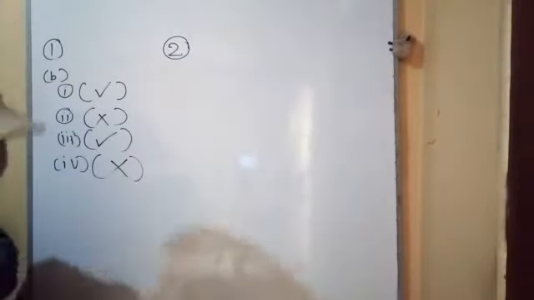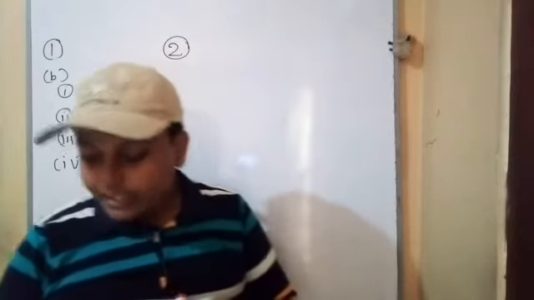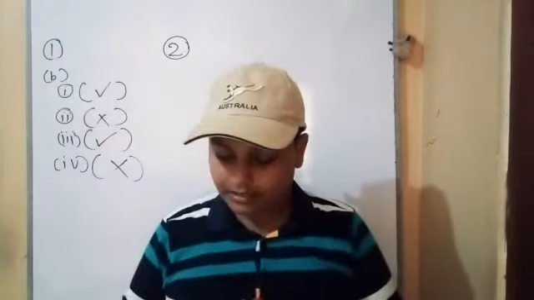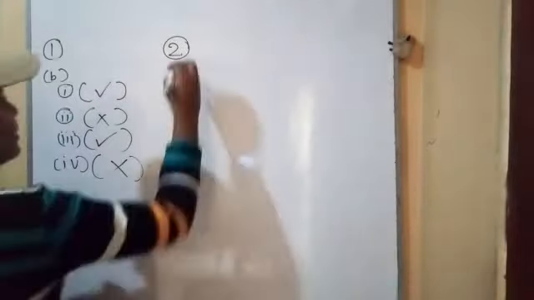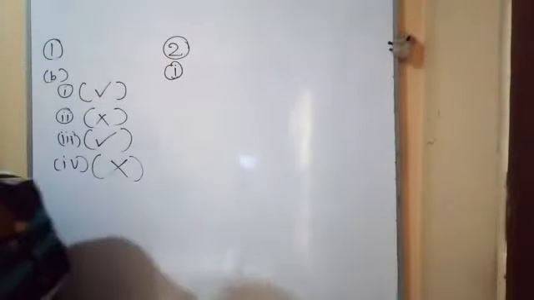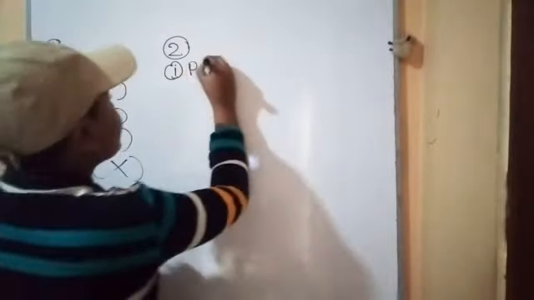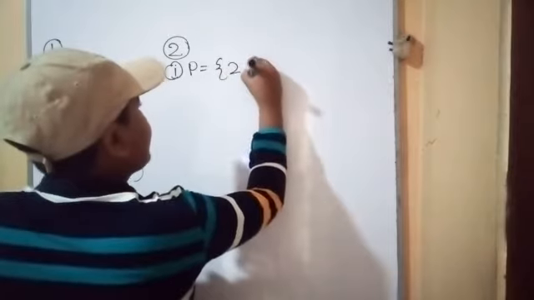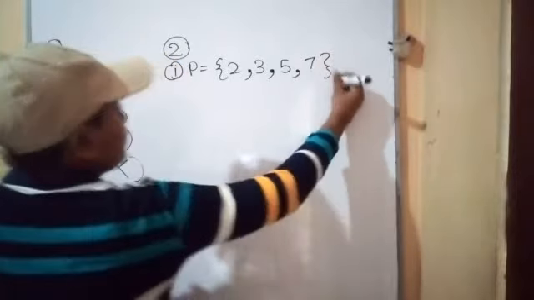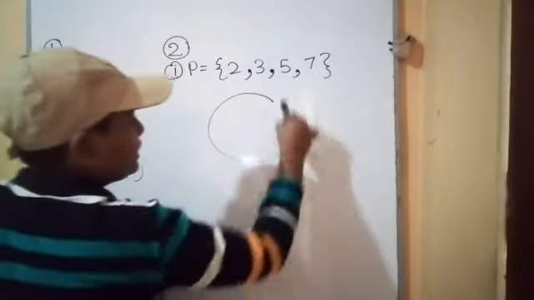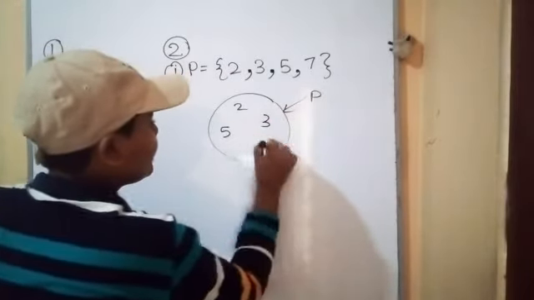Okay, so let's move to the second question. Express each of the following sets in a different form by writing all the elements of each set within curly brackets. Represent each of these sets by a Venn diagram. P, prime numbers less than 10. What are the prime numbers less than 10? 2, 3, 5, 7. So you draw a circle named P and write the elements in this closed figure.